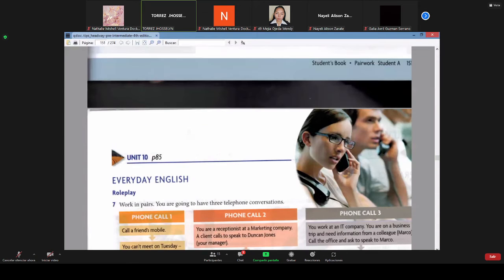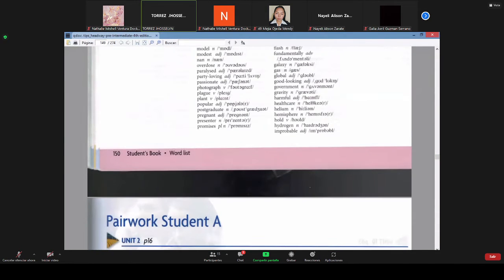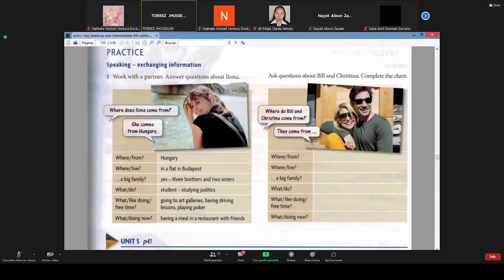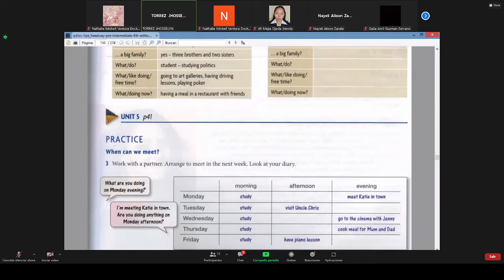Okay, page 151 for group A. Okay, everybody, here you have, can you see? We have these two charts about Ilona and Bill and Christina, right? Can you see here, everybody, you have questions? As you can see, you have to write the question. Okay, everybody, for group A, you have here all the information about Ilona, right? Everything about her. That's why group A focus on this page.